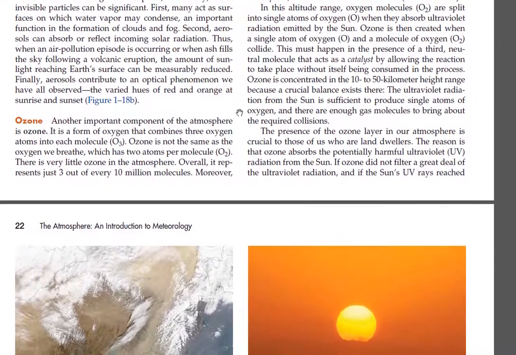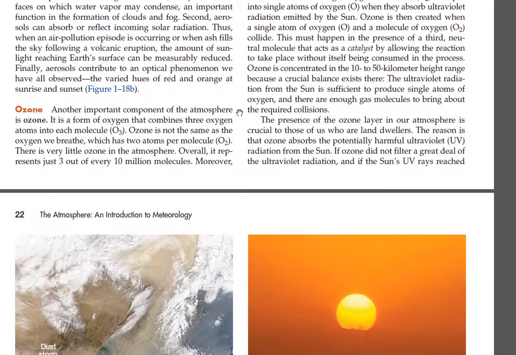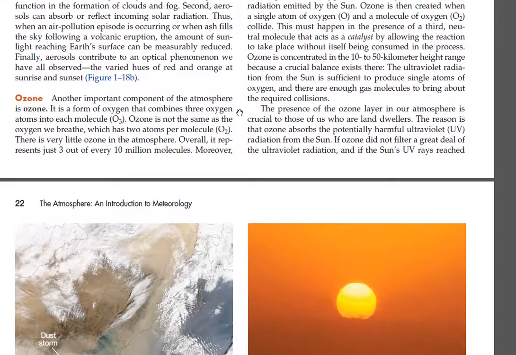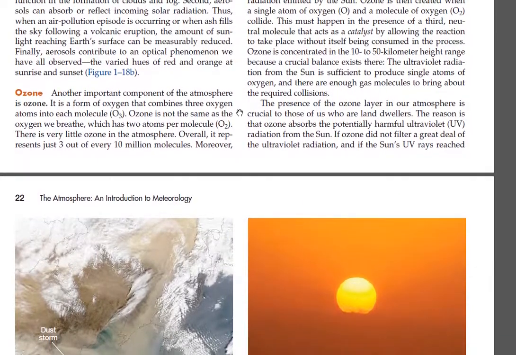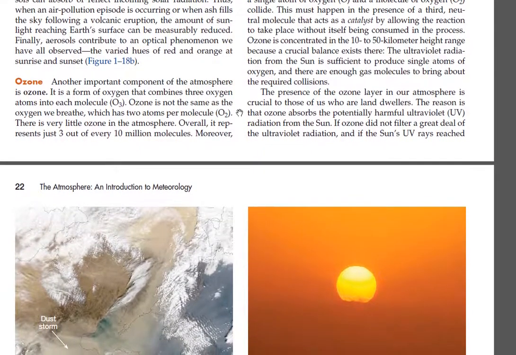Ozone is concentrated in the 10 to 50 km height range because a crucial balance exists there. The ultraviolet radiation from the sun is sufficient to produce single atoms of oxygen, and there are enough gas molecules to bring about the required collisions.